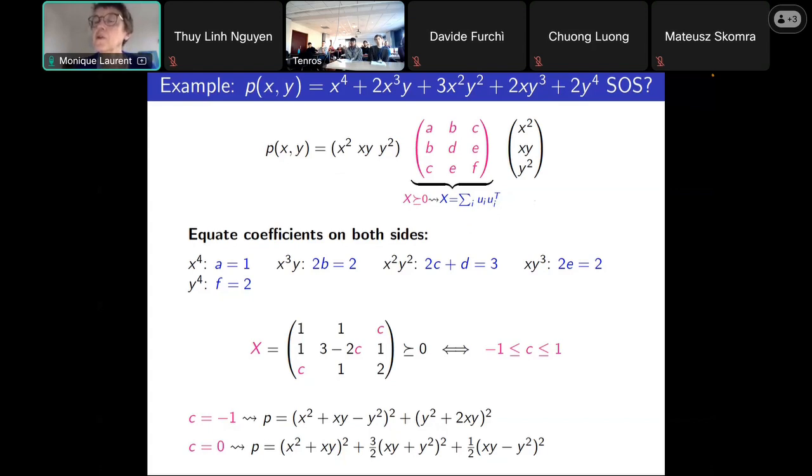So the claim holds for an arbitrary polynomial, not only homogeneous. But in a sense, these two things are equivalent, because if you have a non-homogeneous polynomial, you can always homogenize by adding one more variable. But yeah? Yes. No further questions, Monique. You can continue.